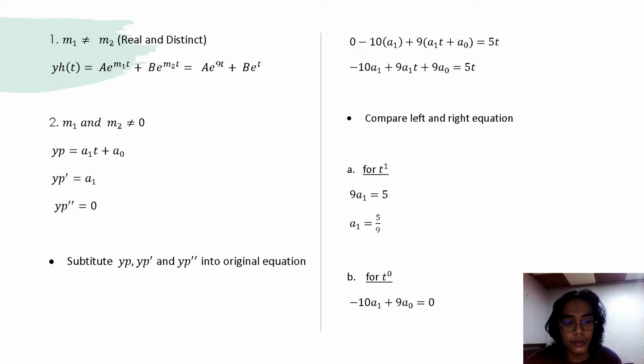And after that, we need to substitute yp prime and yp double prime into the original equation. And then we got the new equation, which is negative 10a1 plus 9a1t plus 9a0 is equal to 5t. And after we got the equation, we need to compare left and right equation. And for the first one, for t power of 1, we got the value of a1 is equal to 5/9.